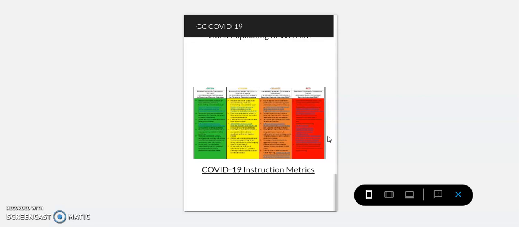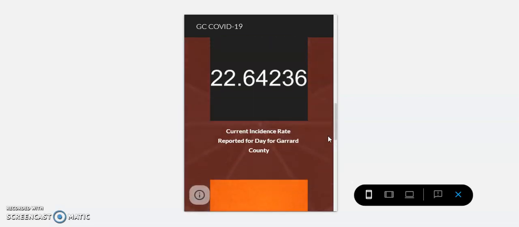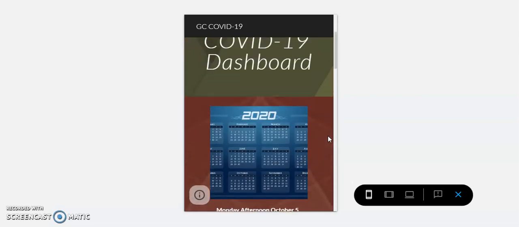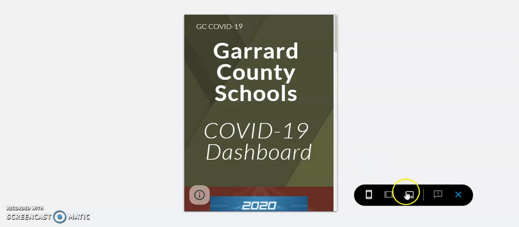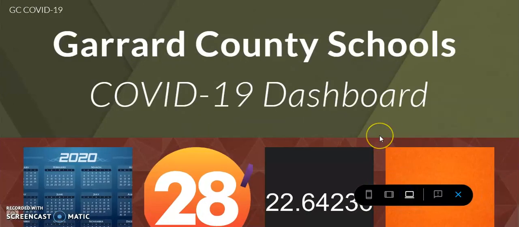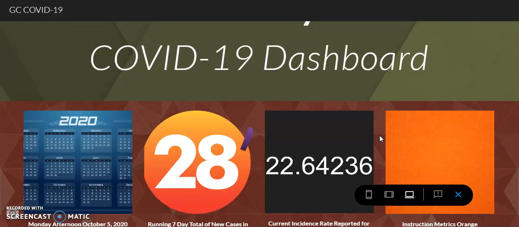We hope this information will help answer questions as you hear conversations about school districts being in a particular color, or when you hear about us needing to make a decision. This is what we'll be referencing back. This information is available on the Kentucky Department of Public Health's website as well, but we thought if we put it in this location for you, it might make it a bit simpler.